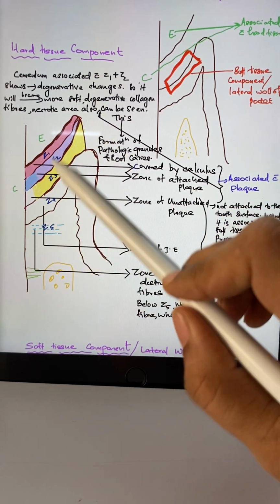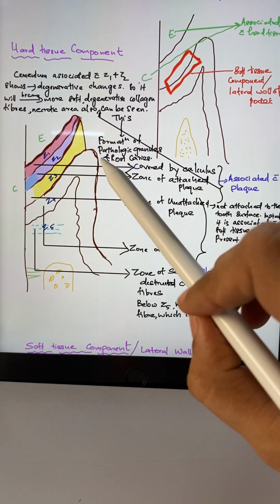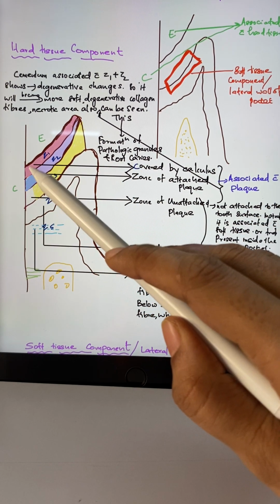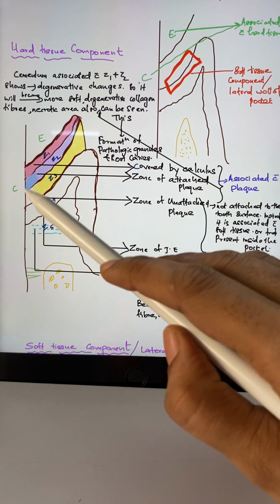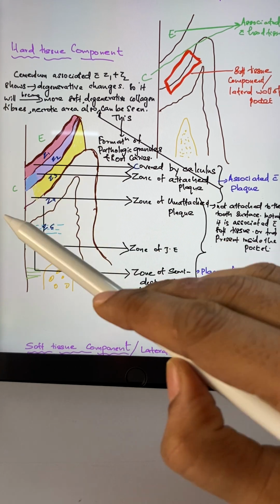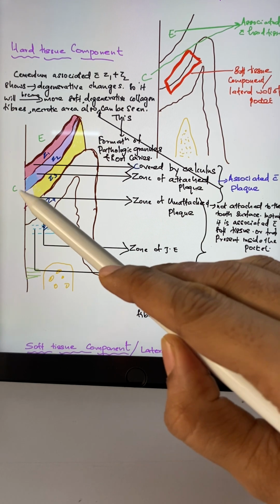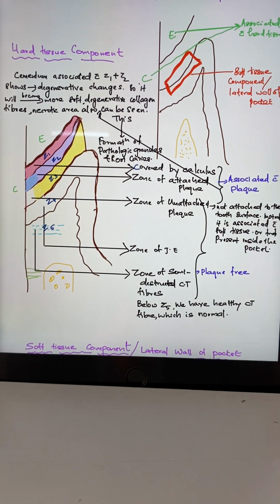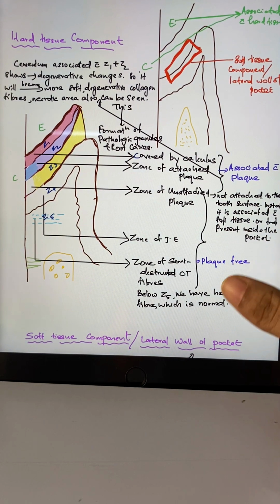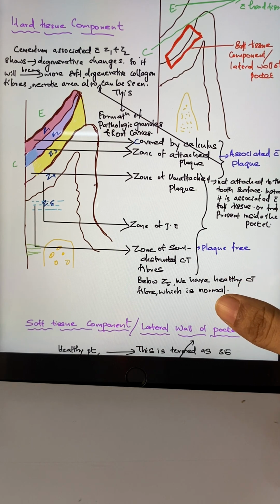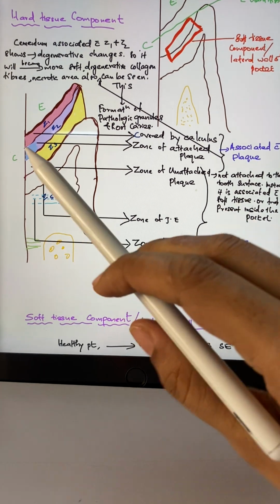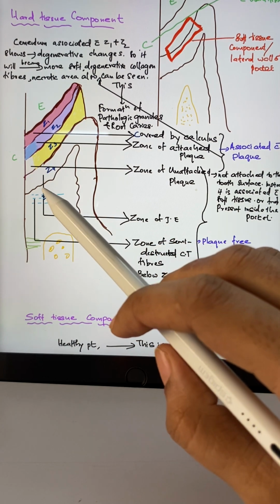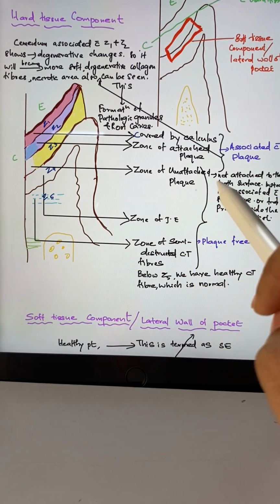This is divided into different zones. The first zone is covered by calculus. Zone 2 is a zone of attached plaque. So these two are associated with plaque. Zone 3 is the zone of unattached plaque, because can you see the blank area here? That is the zone of unattached plaque. Here this plaque is not attached to the tooth surface. Instead, it is associated with the soft tissue.